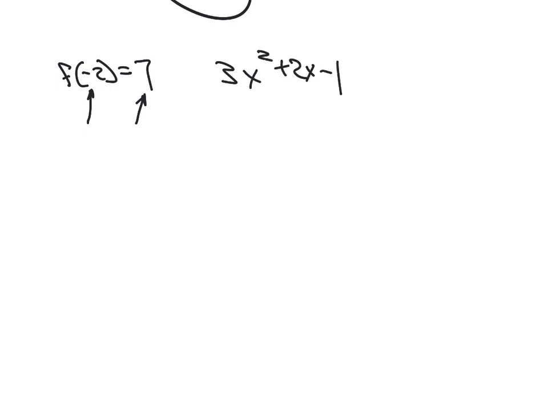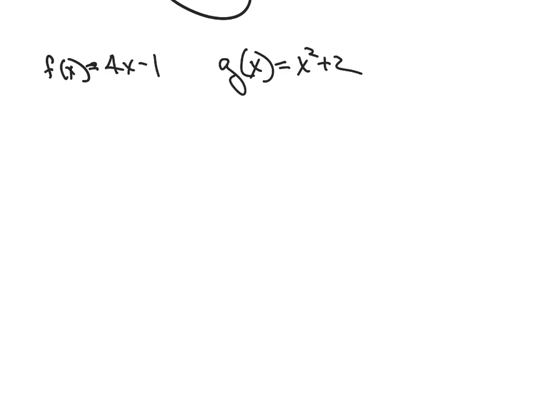So basically, when I say f of negative 2 equals 7, I'm saying that y is 7 when x is negative 2, and I put it in the equation right here. Okay? So when I put negative 2 in for x, I get a y value then of 7. So just to reinforce that a bit.